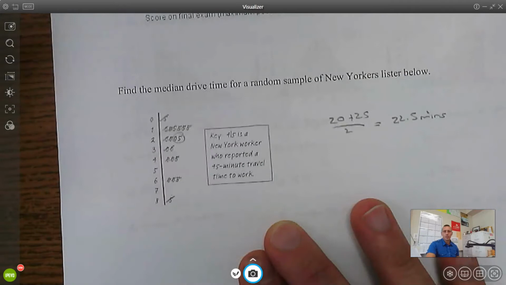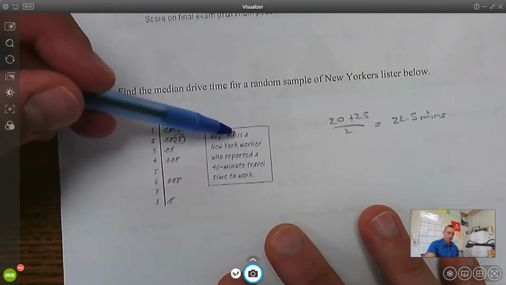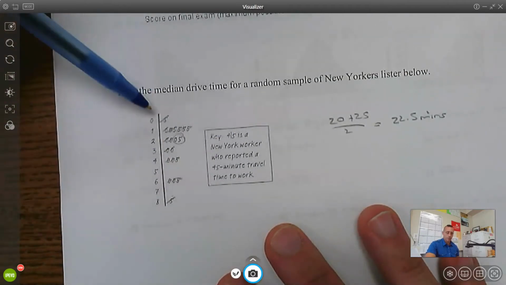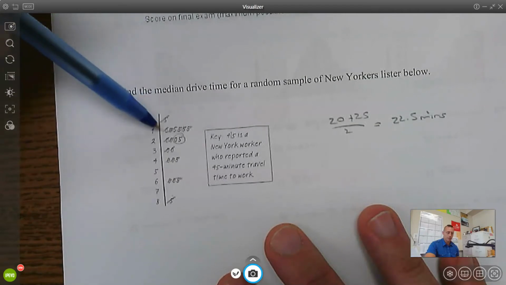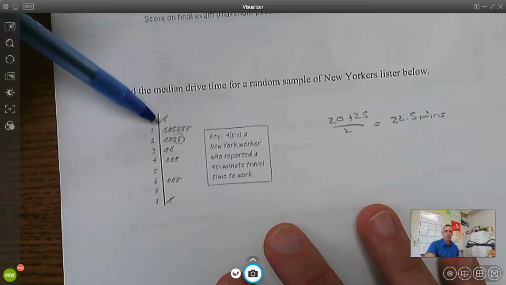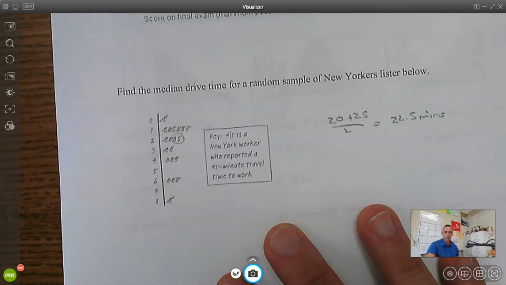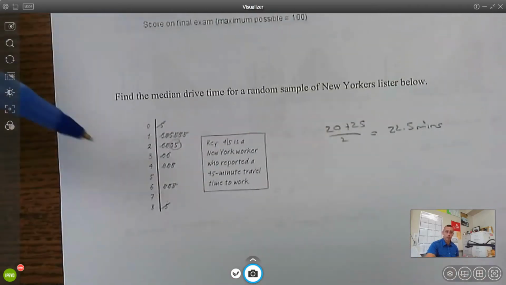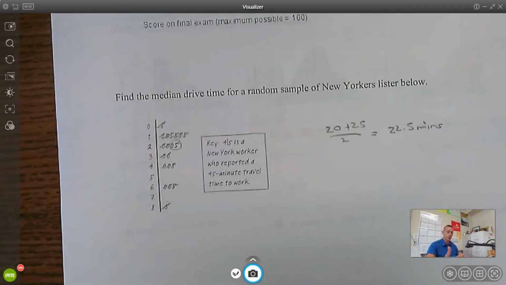You can plug this data into your calculator. Remember, for a stem plot, they have a key. So if I'm plugging this in the calculator, I would do 5, 10, 10, 15, 15, 15, 15, and so on and so forth until I get to 85. Plug it in a list, run one variable statistics, boom, get what you get.